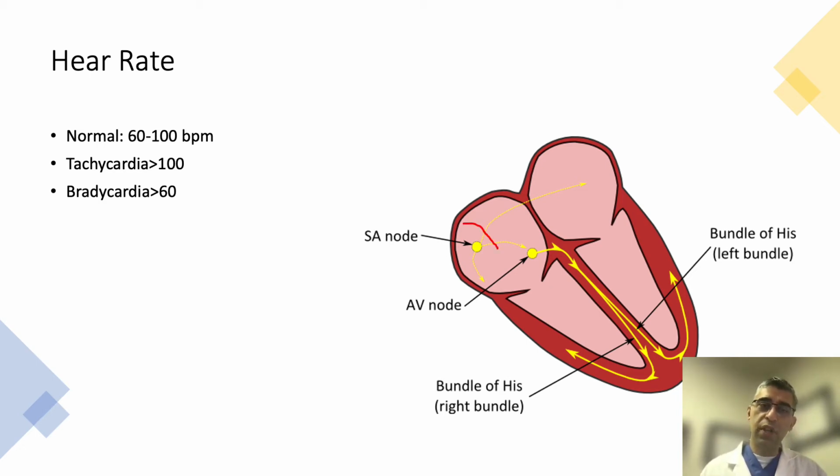Now, let's see where the heart rate is generated. We have two generators in the heart. One of them is the sinoatrial node, and the atrioventricular node is here. There are two generators here. This is the main one.